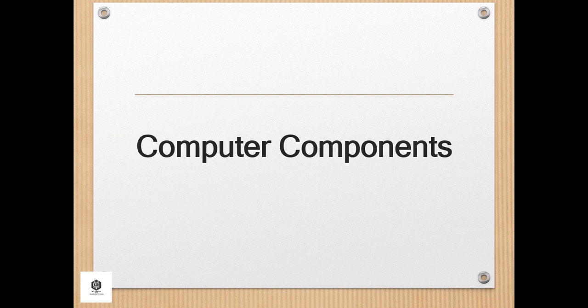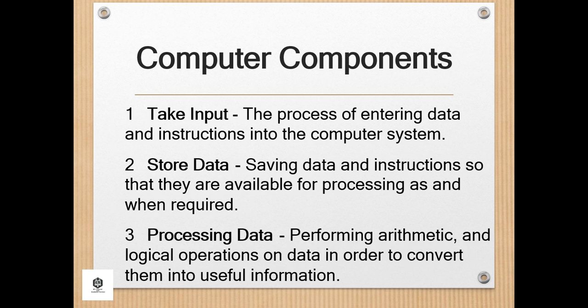How about the computer components? All types of computers follow the same basic logical structure and perform the following 5 basic operations for converting raw input data into information useful to their users. Step 1. Take input. The process of entering data and instructions into the computer system.